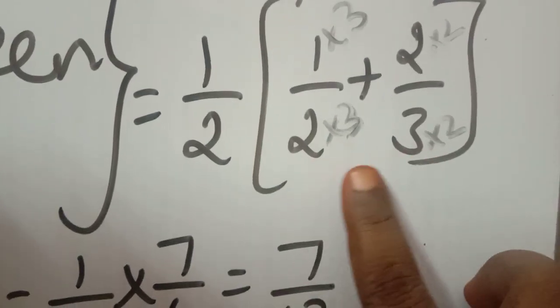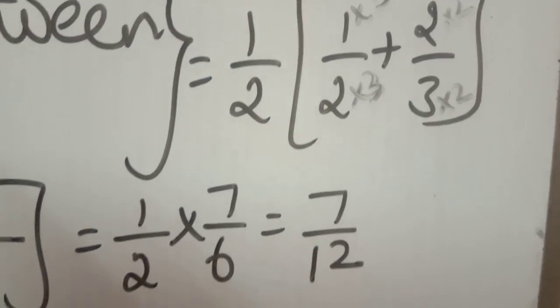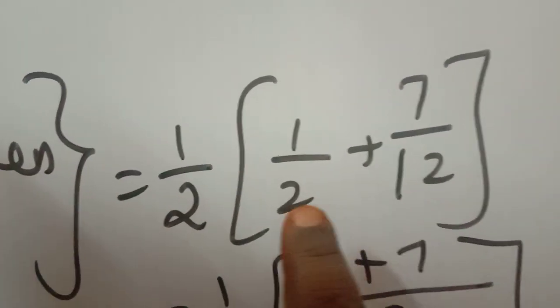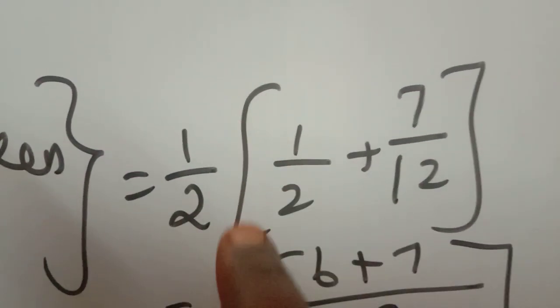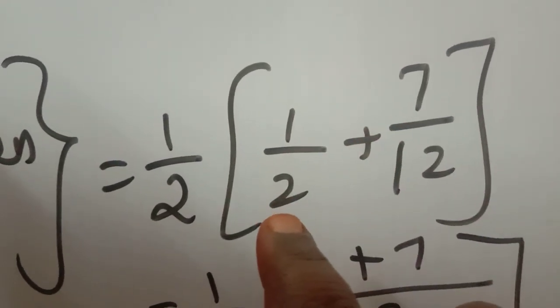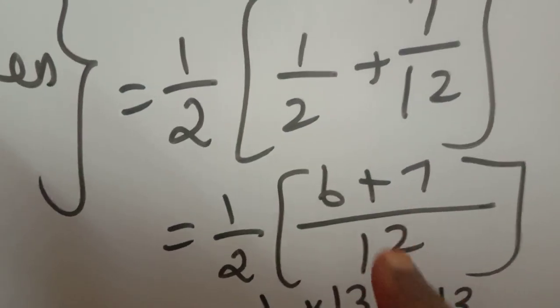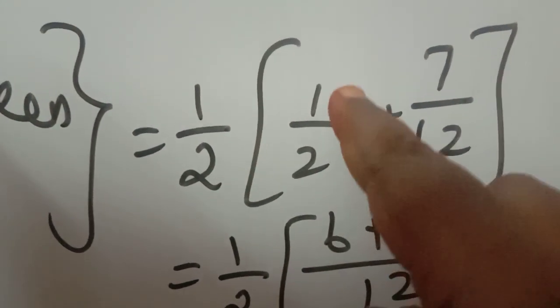Here 2 and 3 are not divisible by any common number, so 2 threes are 6 is LCM. But here these two numbers are divisible by 2. If any common number is there, check whether the greatest number is divisible by the smallest number. 12 is divisible by 2. So 12 is LCM. So here you have to multiply by 6 to make it as 12.